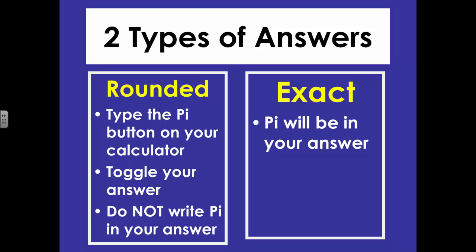Write this down. There's two types of answers that I may ask you for. Sometimes I'll ask you to round, sometimes round to the tenths, hundredths, or even to the nearest whole number. Anytime I'm asking you to round, you're going to use the pi button in your calculator and always toggle your answer. Anytime I want an exact answer, you're still going to use the pi button, but you will not toggle your answer.